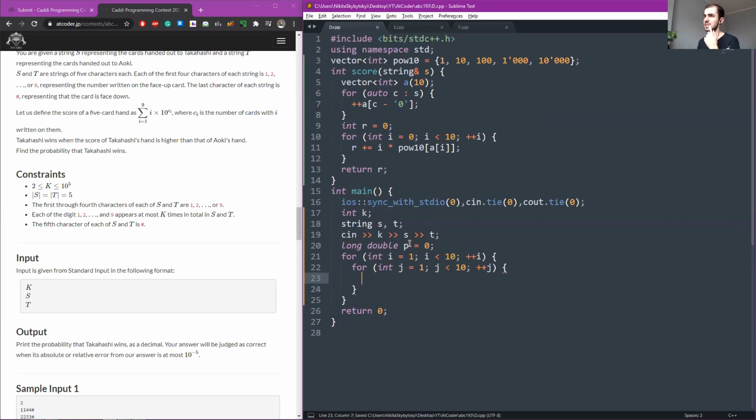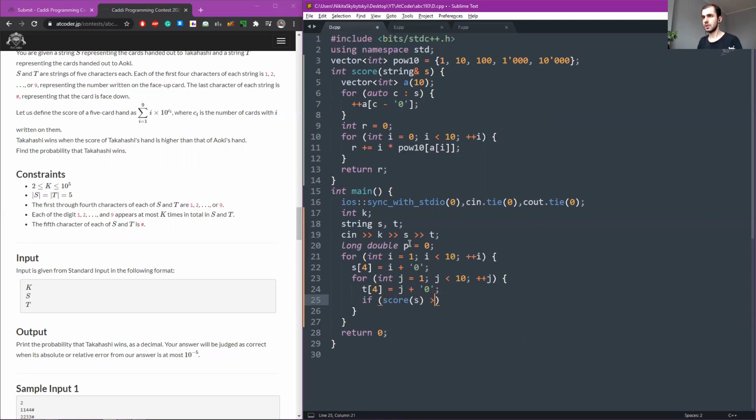So here we basically change the last character. So S4 gets I plus 0, I guess. P4 gets J plus 0. If score S is greater than score T, then p gets incremented by something, okay? As usual, let's actually make it 10, just in case.